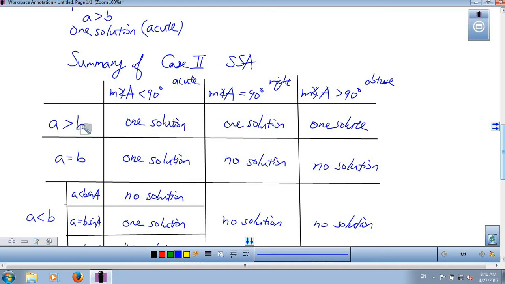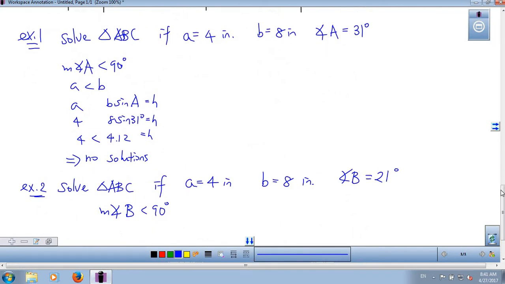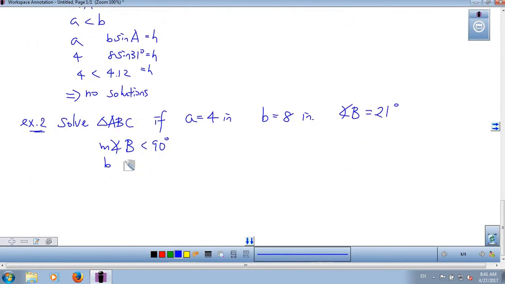Again, why is that? Because b is the opposite side of the angle given. If they give you angle B here, we need to put b here first. We need to compare b with the other side. So because the angle is less than 90 degrees and b is greater than a, we have one solution. Let's take a look at that one solution.